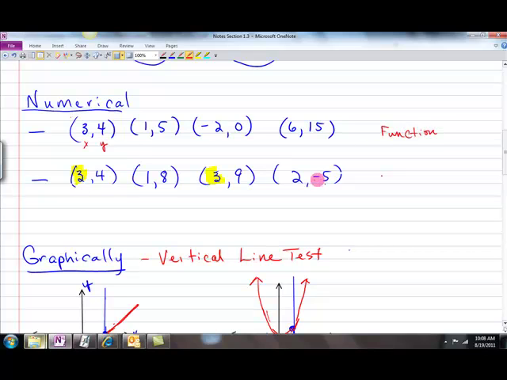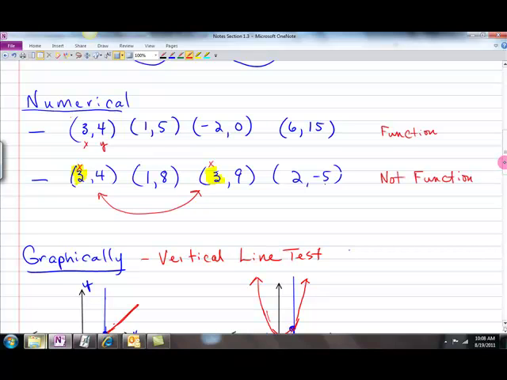But in this one, we note that these two right here both have 3 as x. So this is x equals 3, this is x equals 3, and 3 has a partner of 4 and a partner of 9. So that fails the definition. This is not a function.